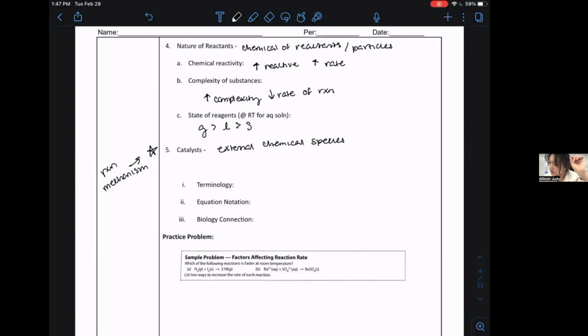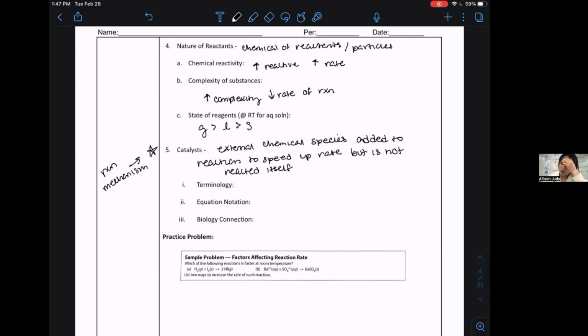Chemical species added to the reaction to speed up the rate. But it is not reacted itself. So it would never be part of the chemical equation. Sometimes we put it above the arrow just to acknowledge that we used it, but it's not an essential part of who's actually having their bonds broken, who's actually having their bonds formed. A catalyst would not be involved in that.